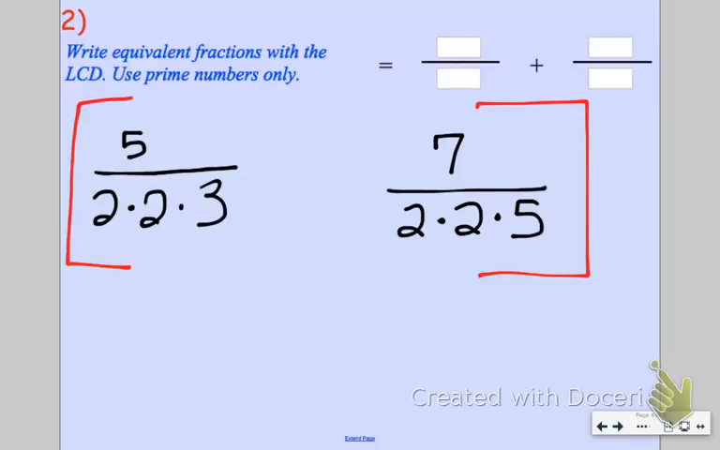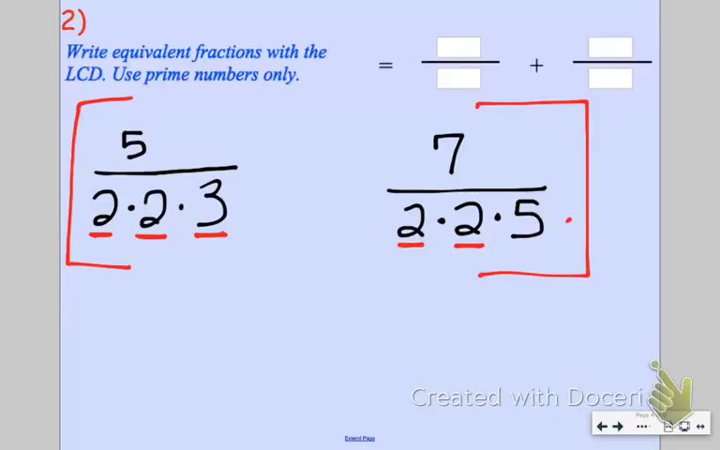So I look at this brother on the left and I see, okay, he has two 2s. Okay, perfect. I'm going to look at the guy on the right. He also has two 2s. Okay, so far so good. We're both fair. Then I look at the brother on the left and he has a 3. Brother on the right does not have a 3. Well, that's going to be a problem. So we need to give him a factor of 3.